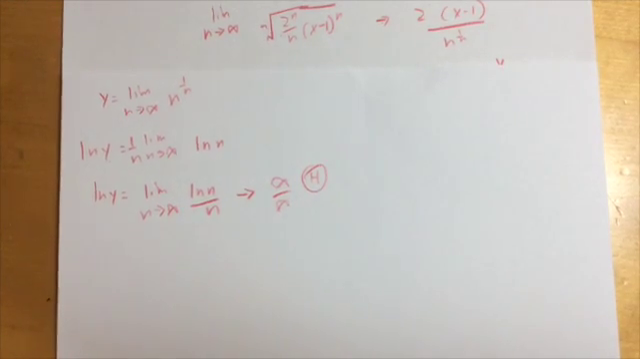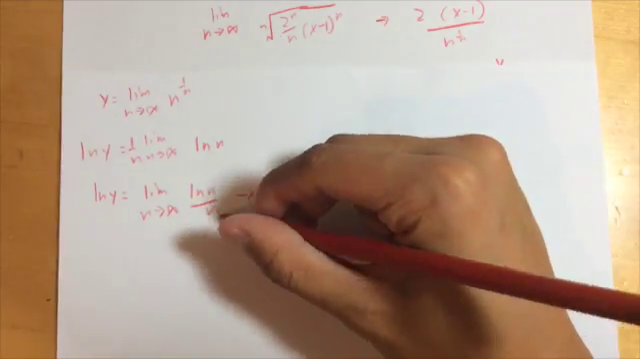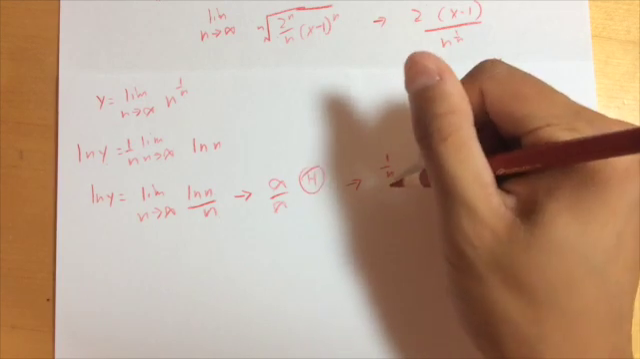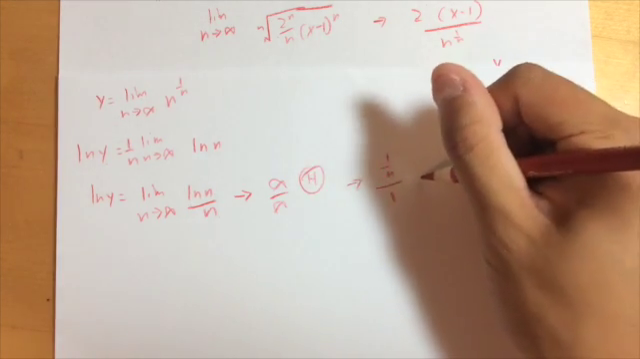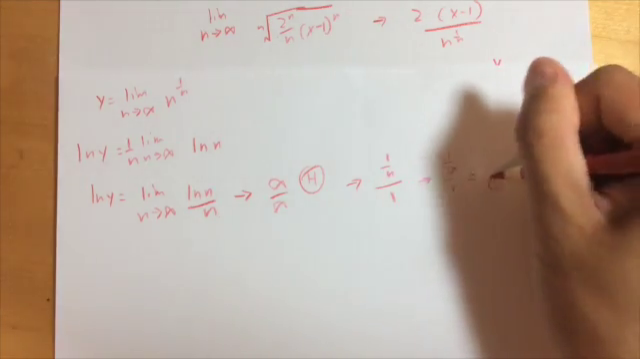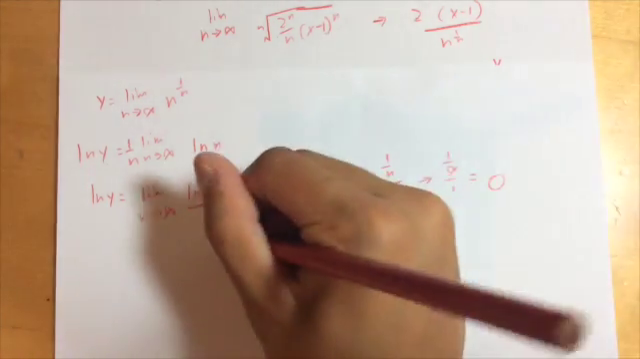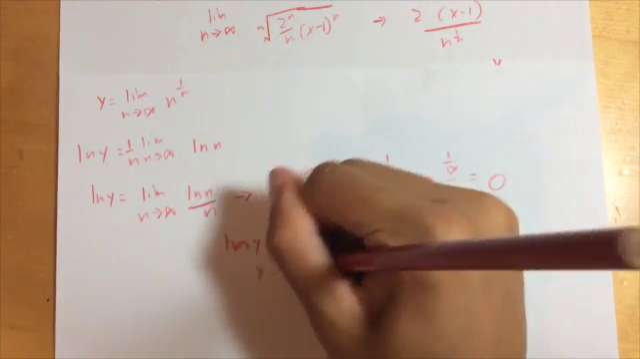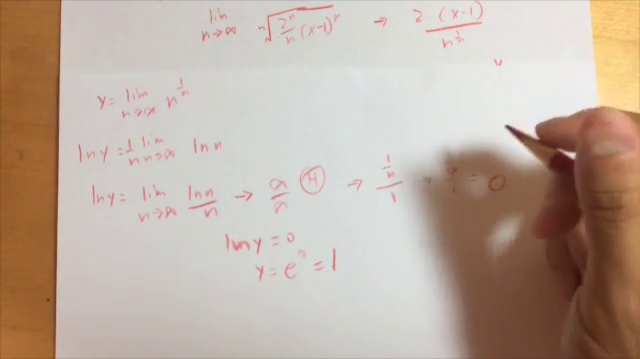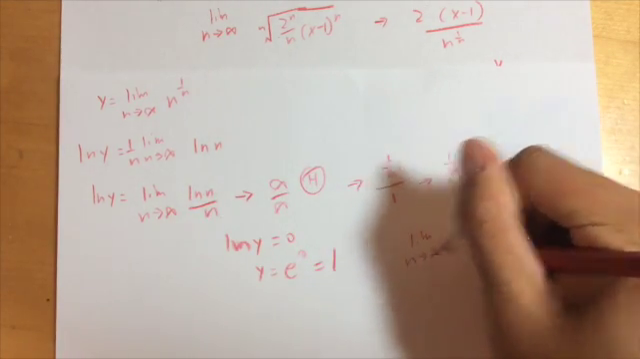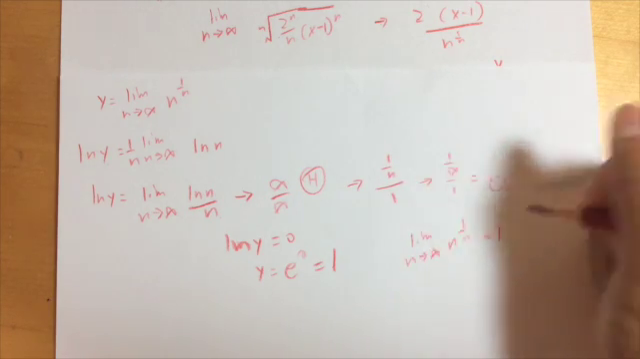Because this is infinity over infinity, you can use L'Hopital's rule and take a derivative of both the top and the bottom. So this would become 1 over n over 1. And 1 over infinity over 1 is just 0. So ln of y is 0, so y equals e to the 0, which is 1. So you just proved that the limit as n approaches infinity of n to the 1 over n is 1.